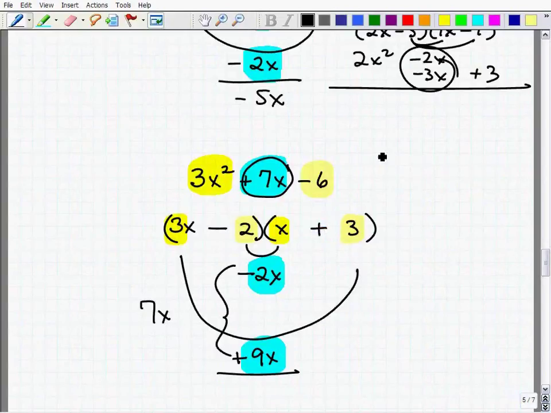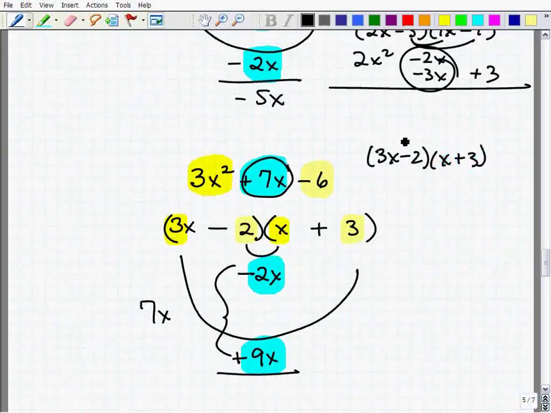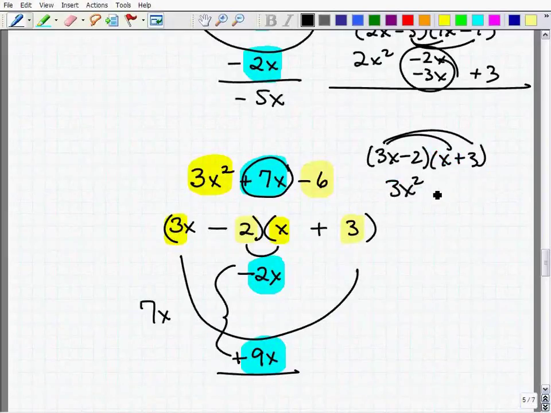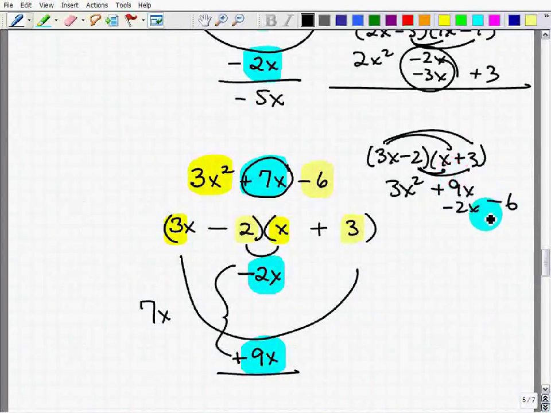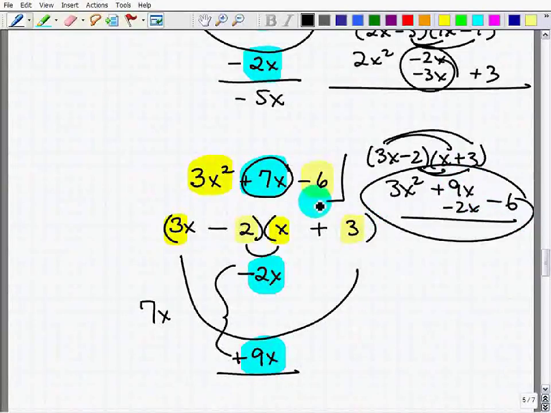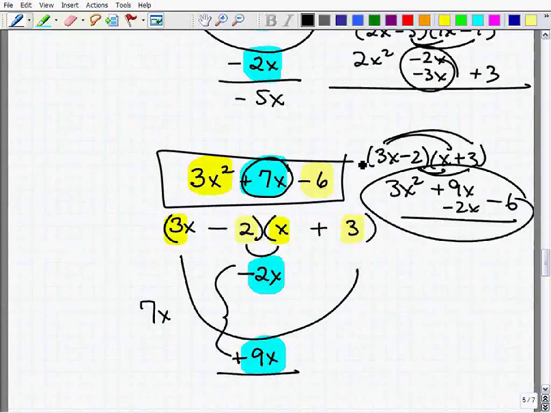So let's go ahead and check it. I have 3x minus 2 times x plus 3. I get 3x squared. 3x here is going to be positive 9x. This will be a negative 2x, and this will be a negative 6. So you can see here, when I'm all said and done, in fact, they are the correct factors. I get back to the original answer.